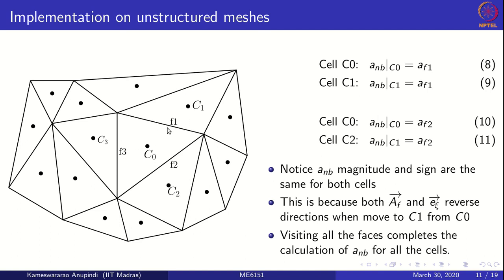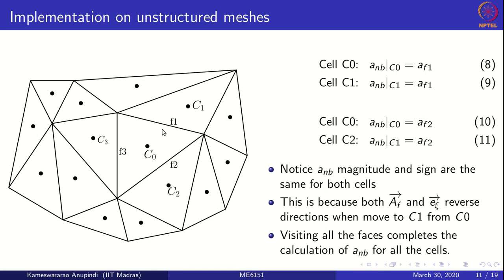Okay, so that means when I calculate AF1, I need to assign that value to A and B for C0 and A and B for C1. By A and B for C0, we mean C0 to C1, and A and B for C1, we mean C1 to C0, right? For example, this A and B can be A01, which is basically the coefficient of the 0th cell for one cell. Similarly, this can be A10. This could be the coefficient of the first cell to the 0th cell. So that is A and B for C1. We will assign this for both the cells.